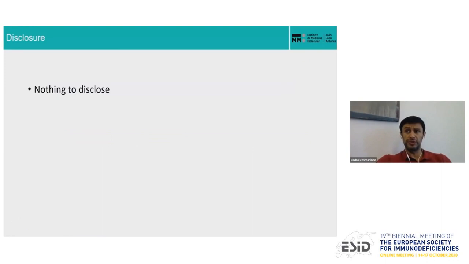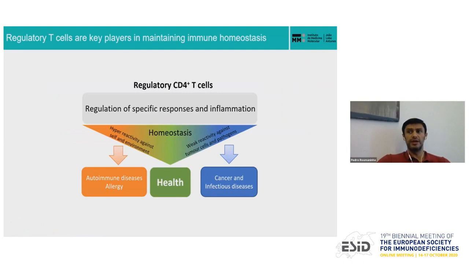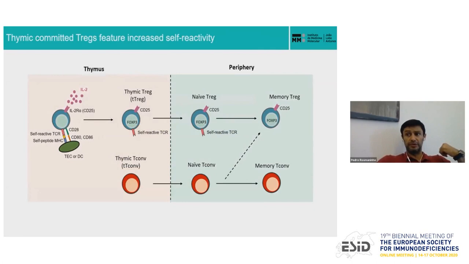So, regulatory T cells are key players in maintaining immune homeostasis, and in this way, they are crucially important for the control of immunopathologies associated with immunity against pathogens and cancer, as well as for the prevention of allergy, autoimmune diseases, and chronic inflammation. Although Tregs can also be generated in the periphery during immune responses, they are usually committed in the thymus, being known as thymic Tregs. They are enriched in self-reactive T cell receptors, and thus they are particularly important for the prevention of autoimmunity. Therefore, it is of the utmost importance to understand how this population is generated.